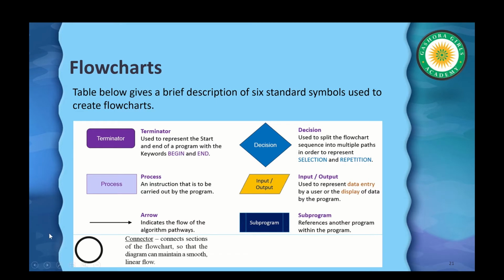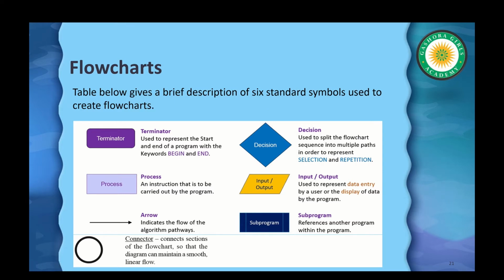Another symbol is an arrow. The arrow indicates the flow of the algorithm pathways. It shows how the instructions flow from the beginning to the end, by showing how the instructions flow, following each other.